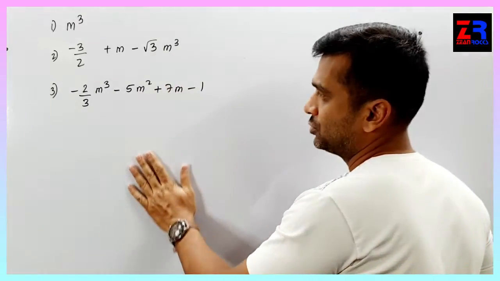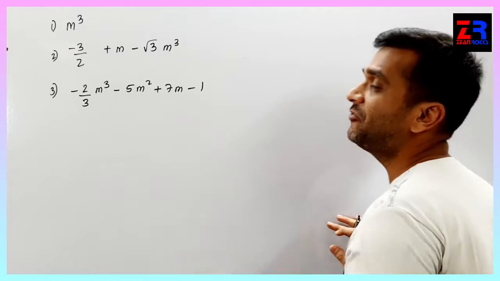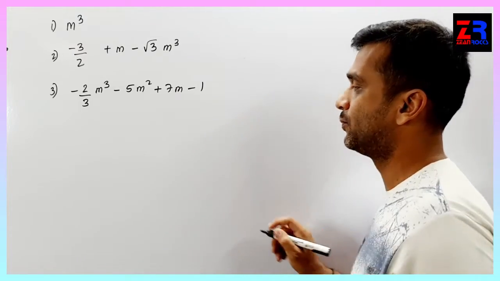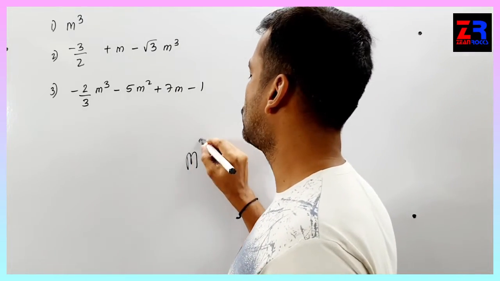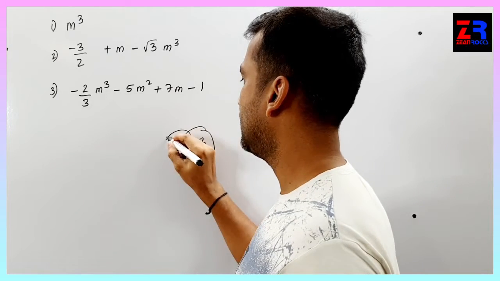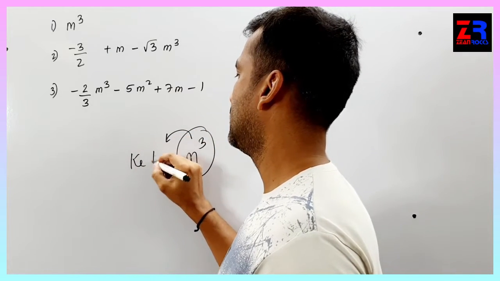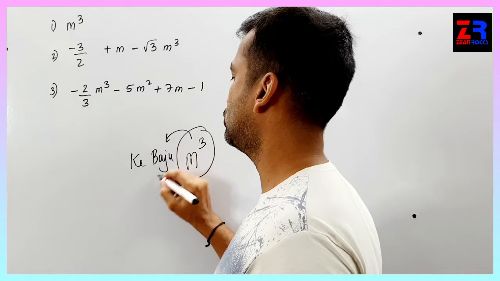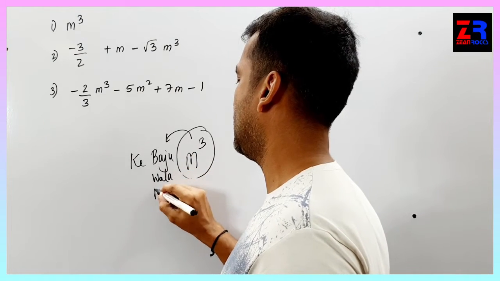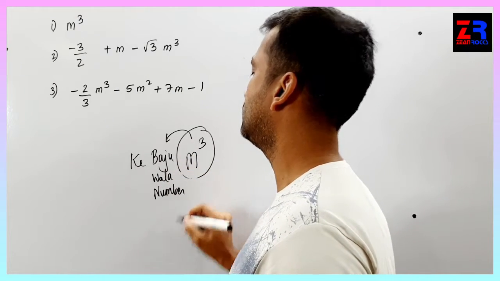Question number 2 says write the coefficient of m cube. That means the number beside m cube.